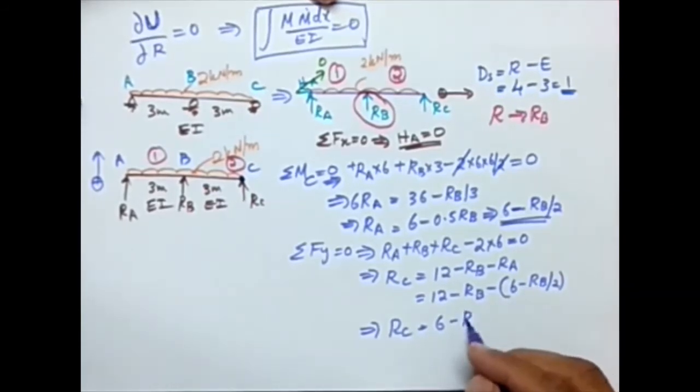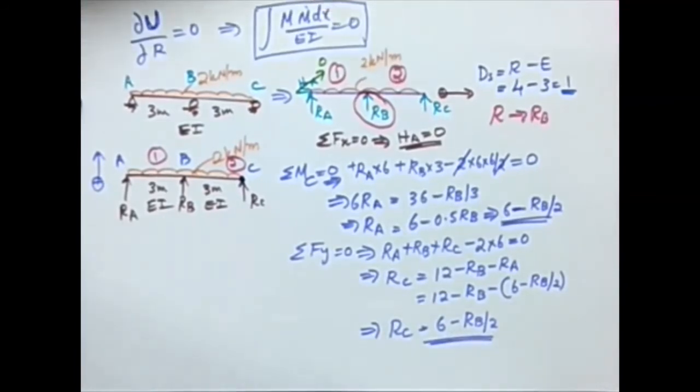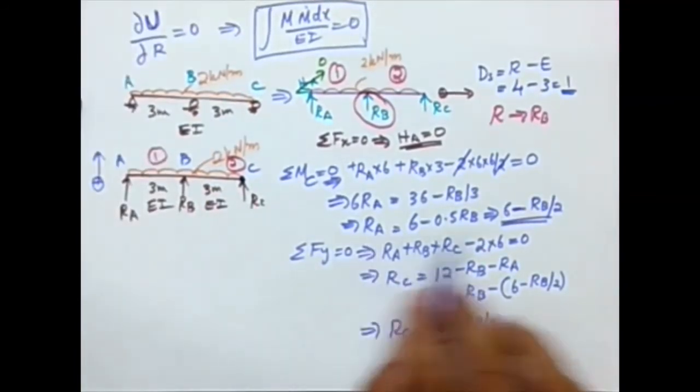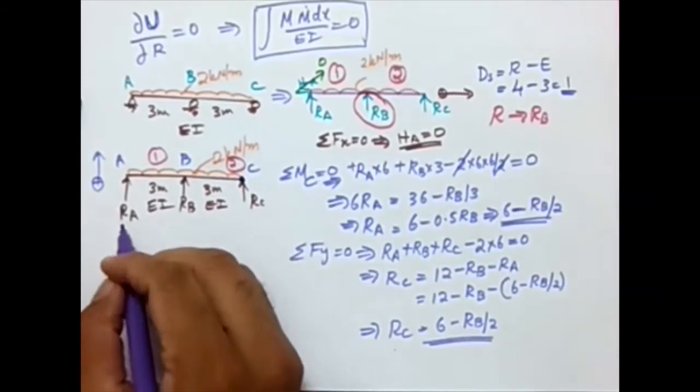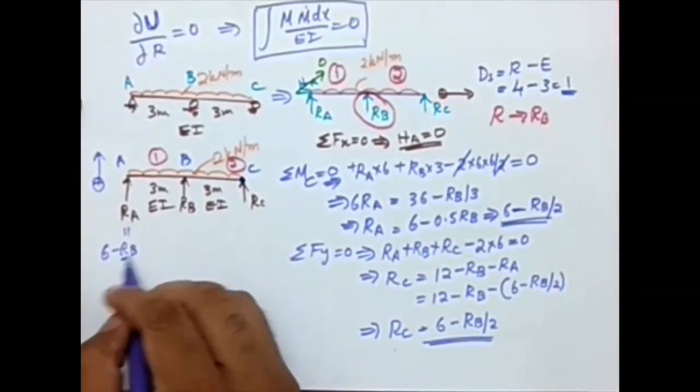So I'm going to get the value as RC. Now I have the value of RA and I have the value of RC. I'm representing here, this is 6 minus RB by 2.